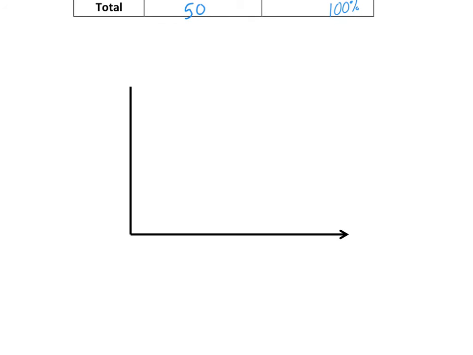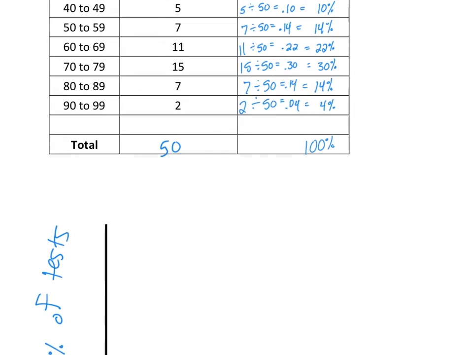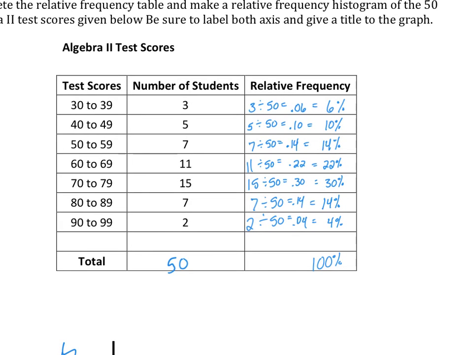So then down below we have our table set up. So along the bottom is going to be the test score. And along the side we'll put percent of tests. So what was the test score, and then what percent of the tests were in that range. So if you look at the table above, the test scores go from 30 to 39, 40 to 49, 50 to 59, and so on.